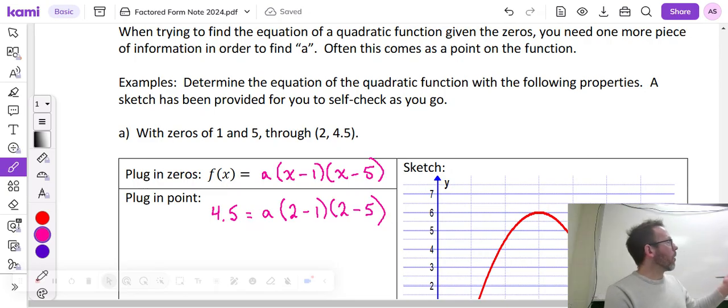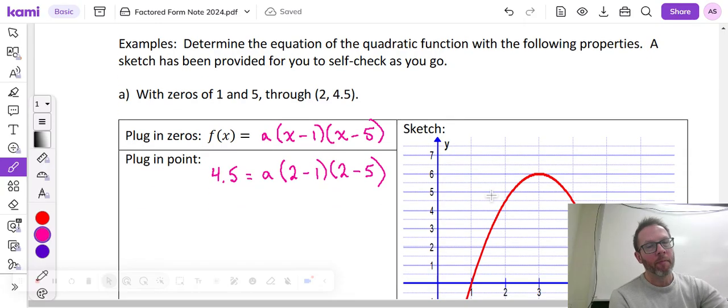And this is an equation. The only thing we don't know here is A. We can solve for A. This is a little bit less work than what you guys did before with vertex form.